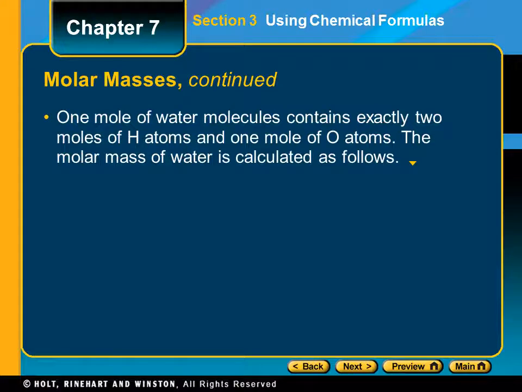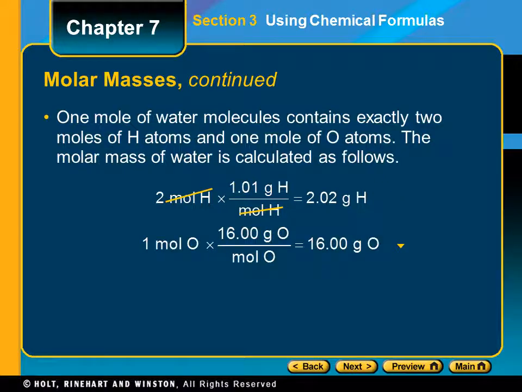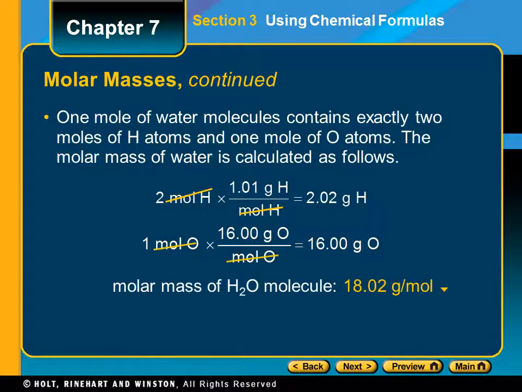So 1 mole of water molecules contains exactly 2 moles of hydrogen atoms and 1 mole of oxygen atoms. The molar mass of water is calculated as follows. 2 moles of hydrogen times 1.01 grams of hydrogen over a mole of hydrogen equals 2.02 grams of hydrogen. 1 mole of oxygen times 16.00 grams of oxygen over a mole of oxygen equals 16.00 grams of oxygen. So the molar mass of H2O is 18.02 grams per mole. Again, we figured this out. This is not new for us, guys.